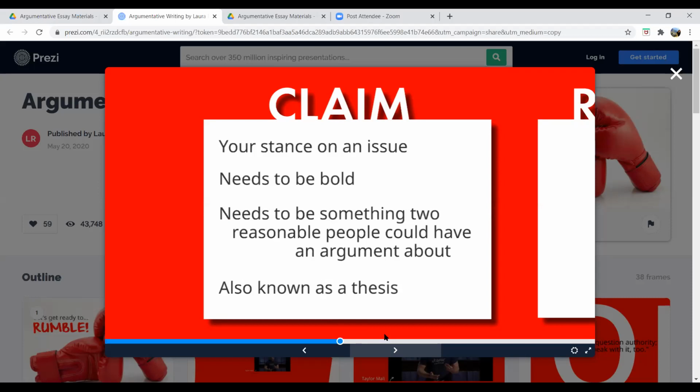As we mentioned, excellent topics for argumentative essays where you're convincing somebody are things that 2 reasonable people can have an argument about. This is also known as a thesis. Basically, I'm stating this, and I want you to agree with me and to believe me. This is why.